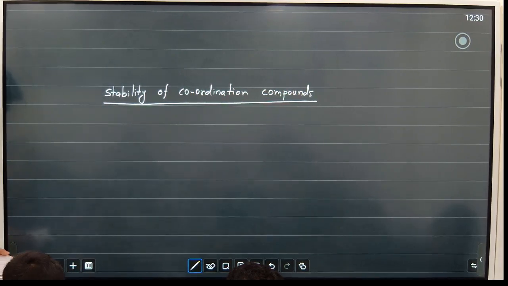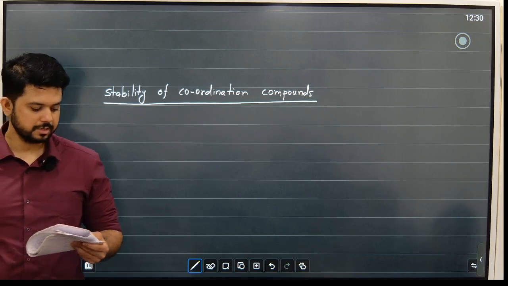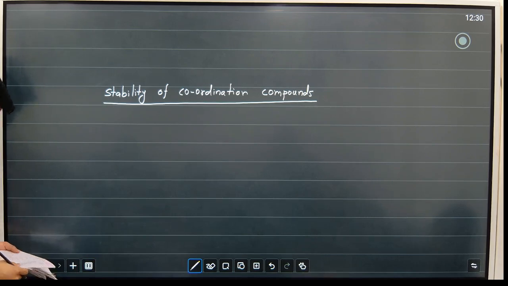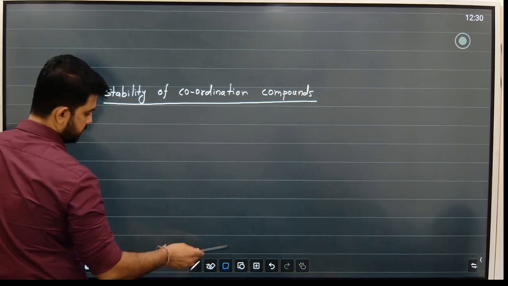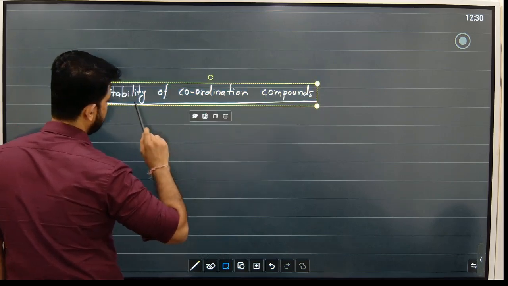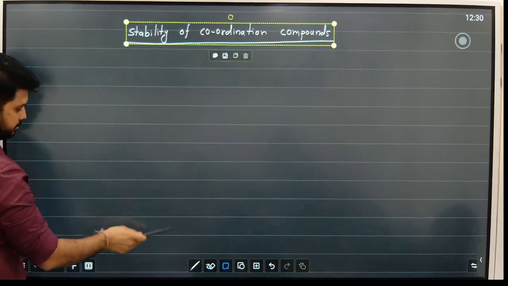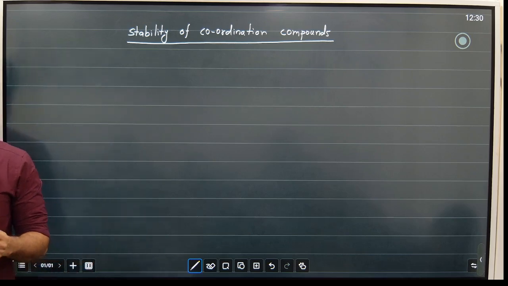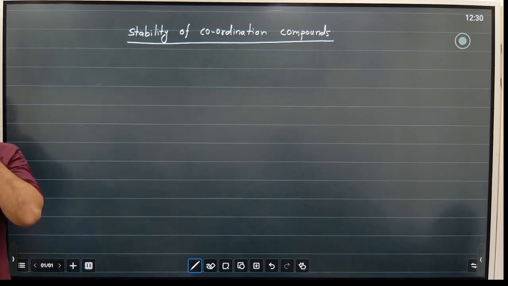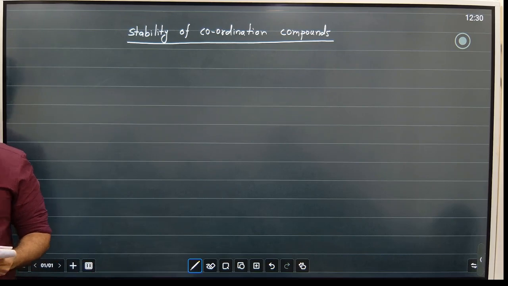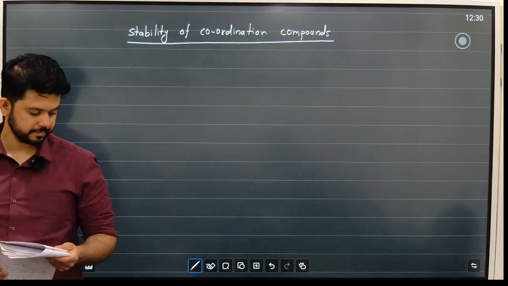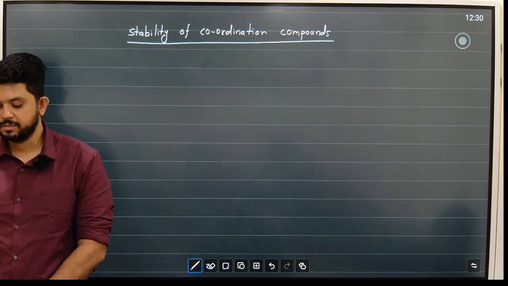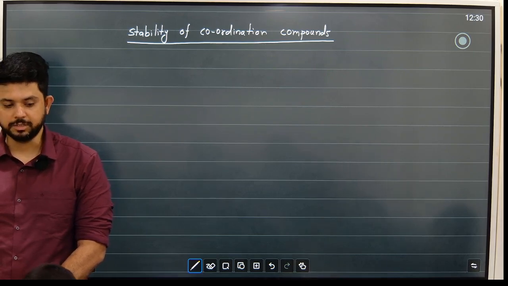Right on. First point. There's only one point. The stability of coordination compound. Stability of coordination compounds is measured in terms of stability constant.